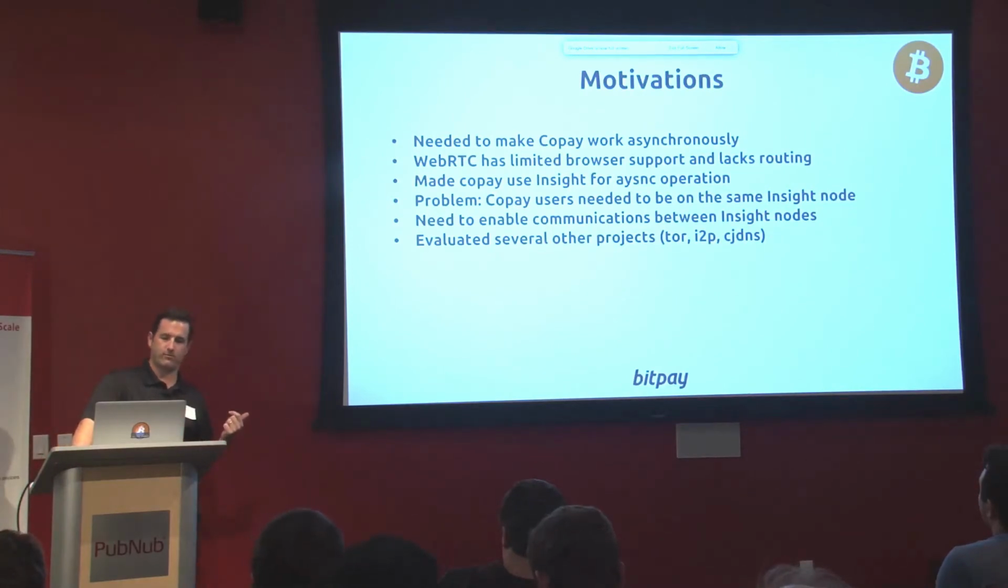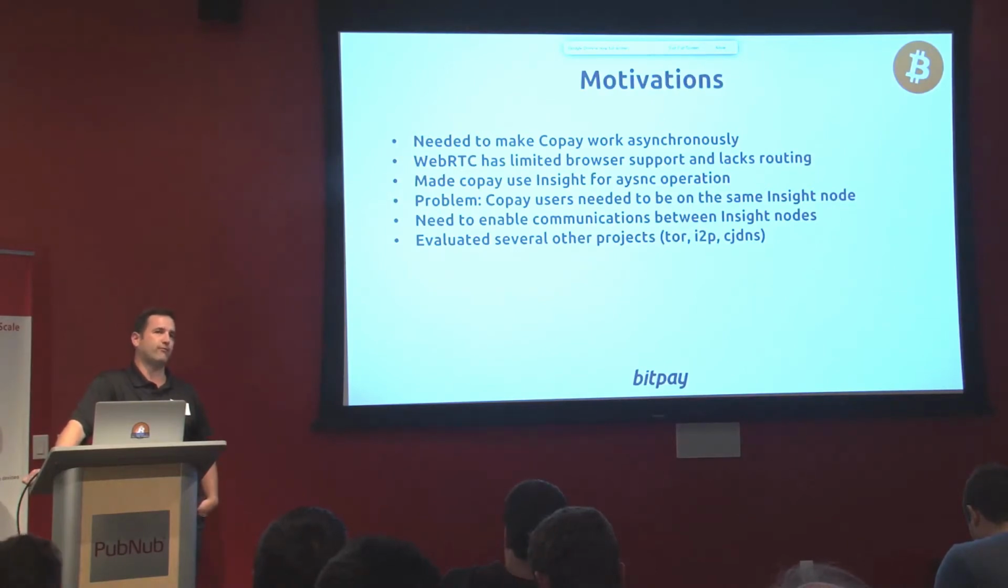And so Foxtrot is a network that we can use with Insight that allows different Insight nodes to communicate with one another. People using Copay can be on different Insight nodes, running their own on their desktop, or maybe running in the cloud somewhere. But they can form multi-signature wallets with other Copay users that are on different Insight servers. Is that clear? I don't know if I explained that very well.